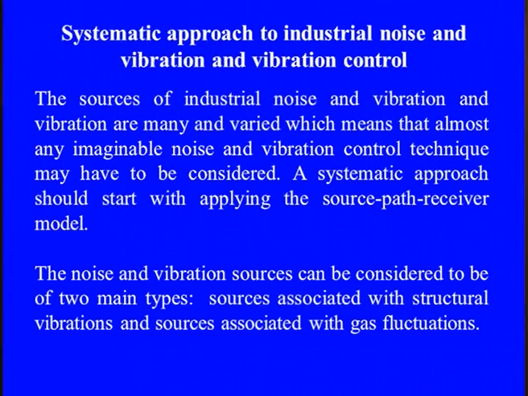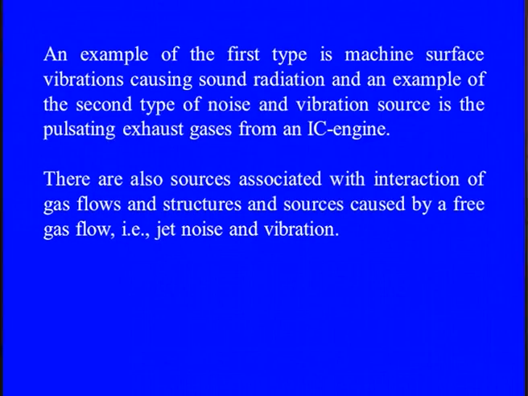Second, the sources which are associated with gas fluctuation, as when the mobile is hanging in the air. So both types of sources in which noise and vibrations are generated can be considered here. First, when the sources are connected with structural vibration, the example is a machine surface. They cause sound radiation as a simple feature, and when we move on the production floor of any heavy industry, a huge amount of vibrations are generated and transmitted through these structural features.